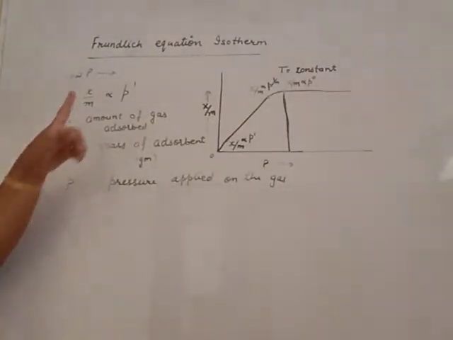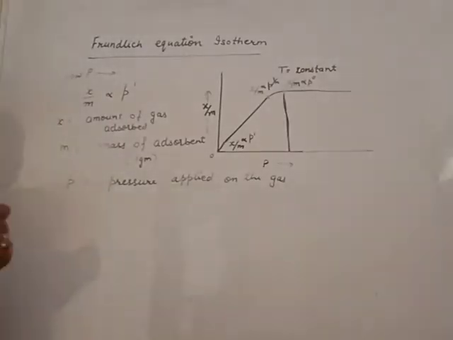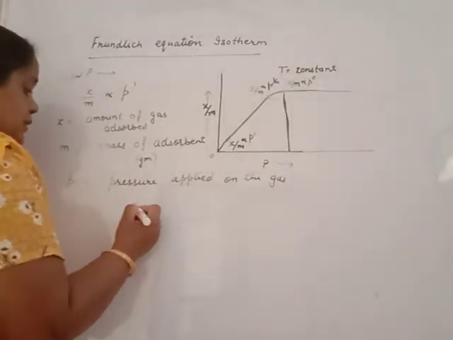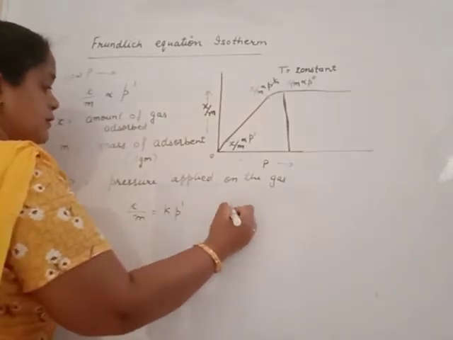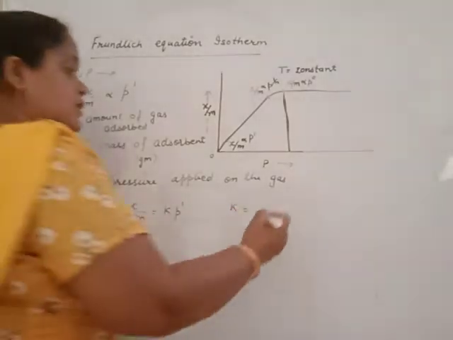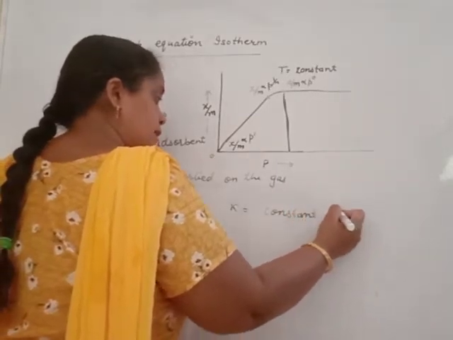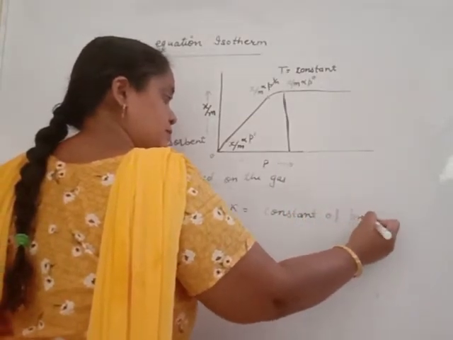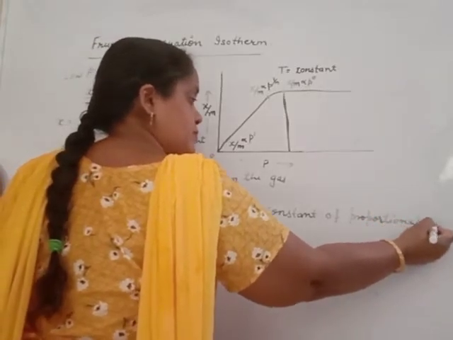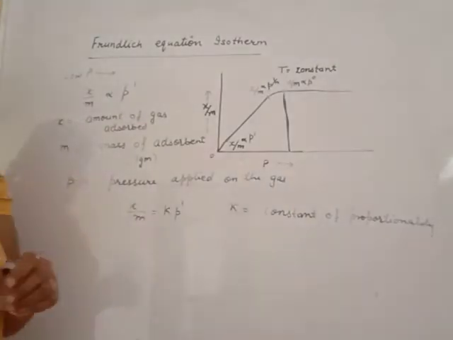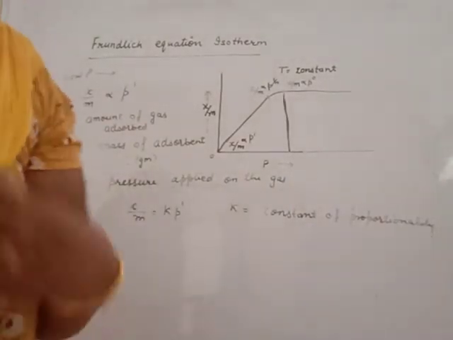The proportionality sign is removed by using the term K. K is the constant of proportionality.